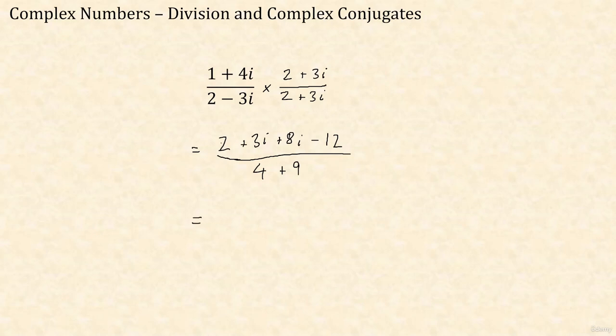Well, the real part is 2 minus 12, which is minus 10. The imaginary part, 3i plus 8i, is plus 11i. All over 4 plus 9, which is 13. So in total, I get minus 10 over 13 plus 11 over 13 i.